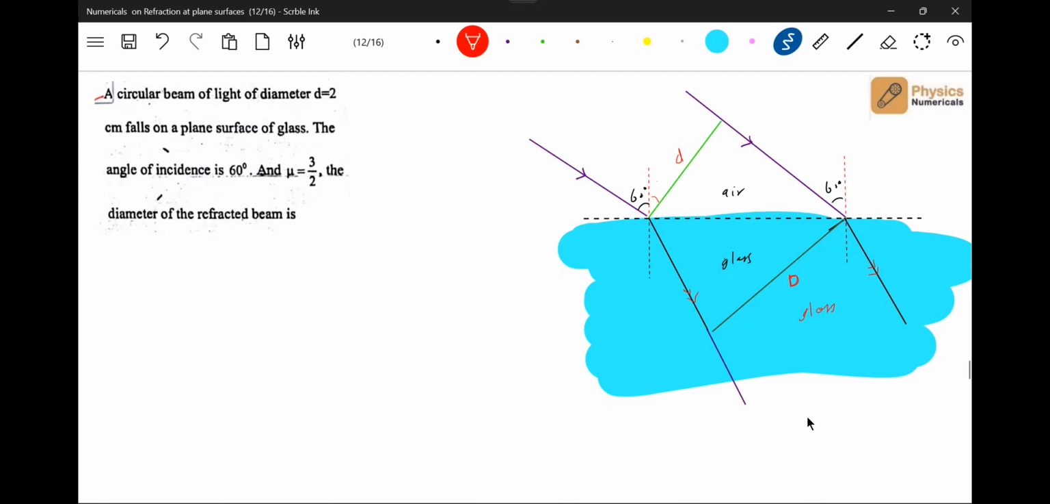Hope everyone is able to understand. In glass, the diameter will be this much only. You must understand the diagram. Rest all is mathematics, nothing else is there. So what will be the diameter? Capital D will be the diameter in glass, in air it is small d. So capital D has to be calculated. So this angle will be 60 degrees. This will be mu G. This will be mu A, which is equal to 1.